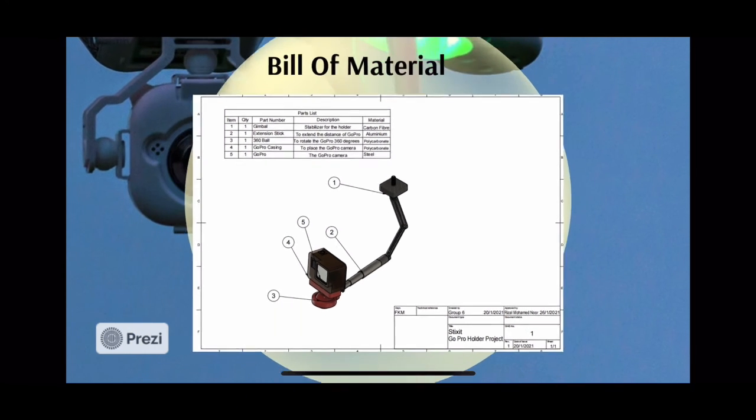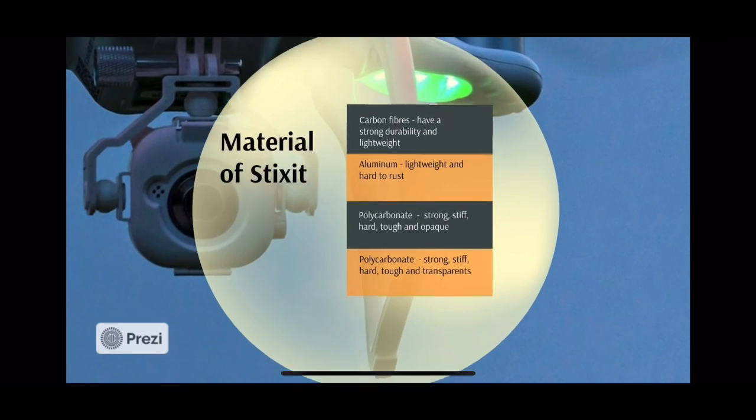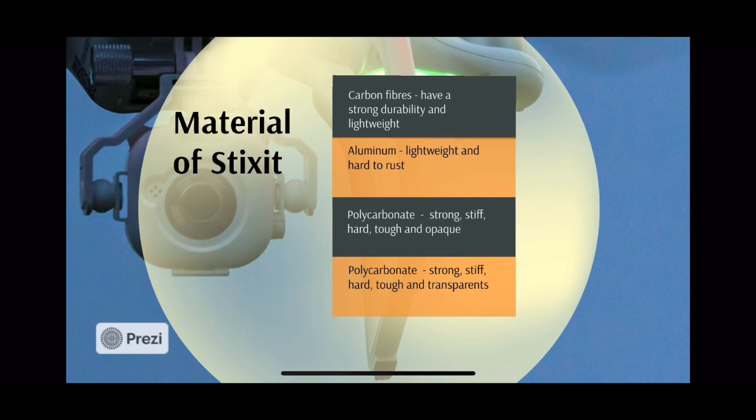The polycarbonate plastic is strong, and the reason we use this type of plastic is to protect the GoPro from damage if the product falls to the ground. The material can also withstand every type of weather so that it can be used anywhere in any type of situation.